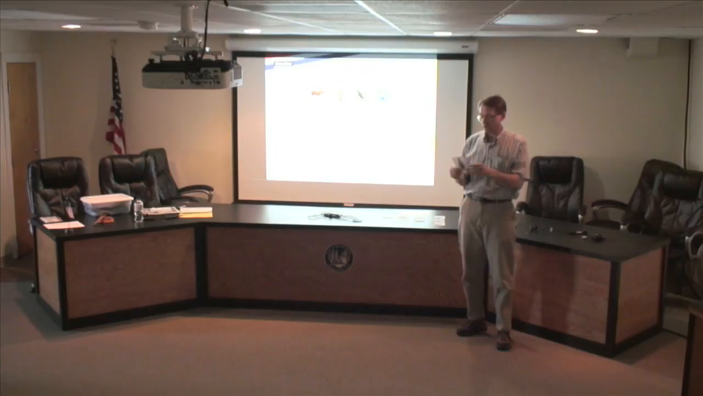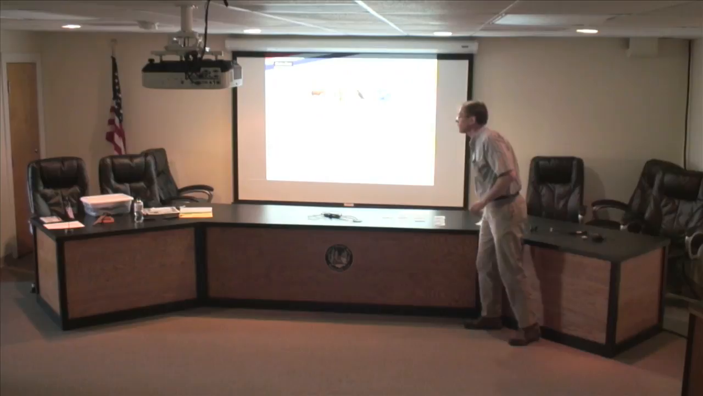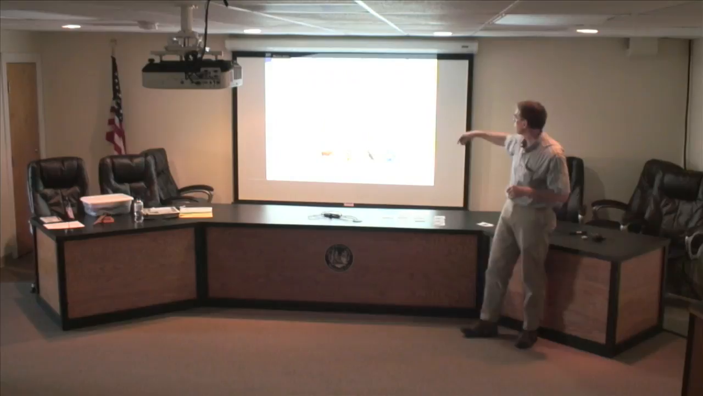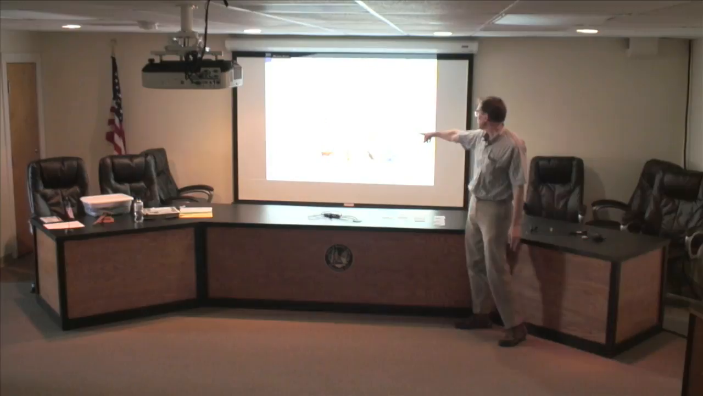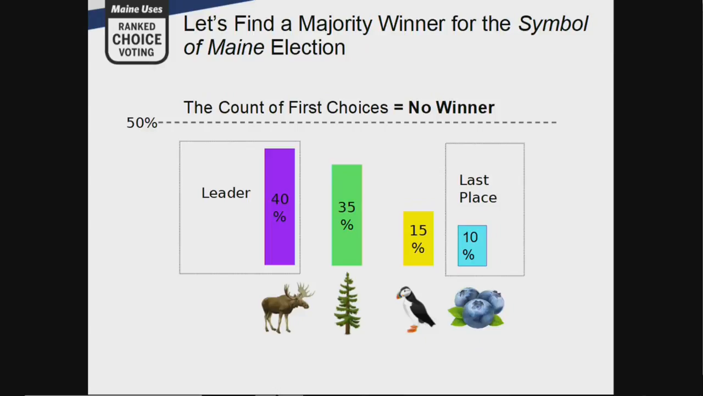So let's go through. That was just looking at one ballot. Now let's look at an entire election. So let's say we had an election with 100 voters, and in the first round, Moose gets 40 votes, Pine Tree gets 35, Puffin gets 15, and Blueberry is in last place with 10. So just as I mentioned before, there's no winner in this round. 40 is not enough votes to win.